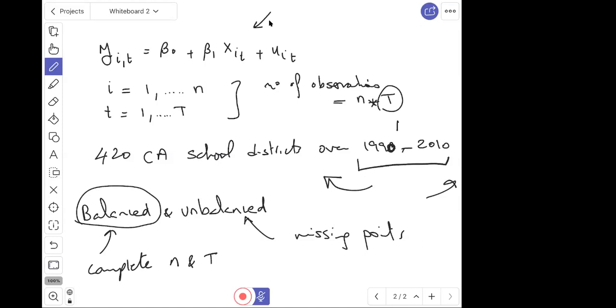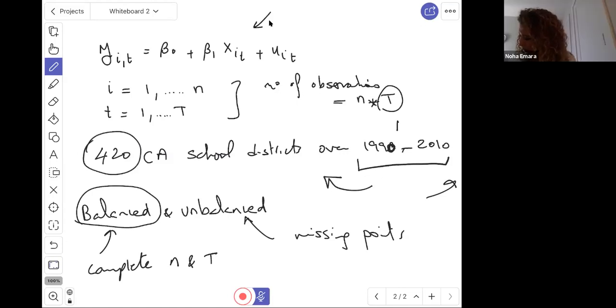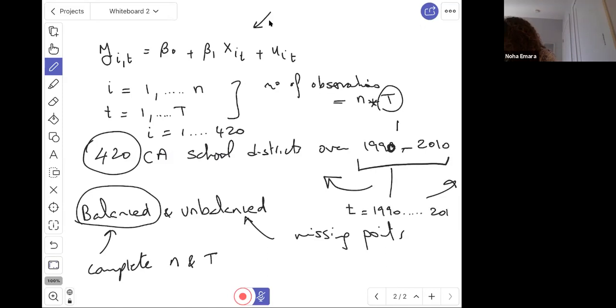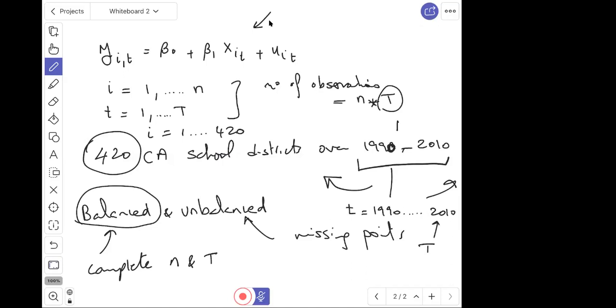I have a quick question too. In this example with 420 California school districts, would the school districts be the N, and then the T are, as you mentioned here, the years from 1990 to 2010? Correct. So this is going to be your I, and I here goes from 1 to 420. And then this is going to be your time period. The T starts from 1990 all the way to 2010. This is your capital T.